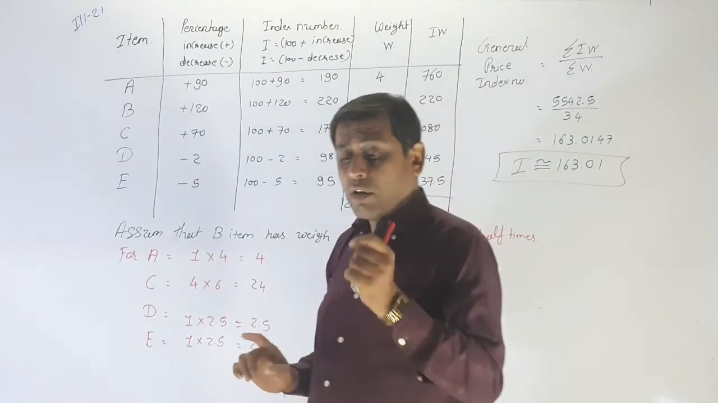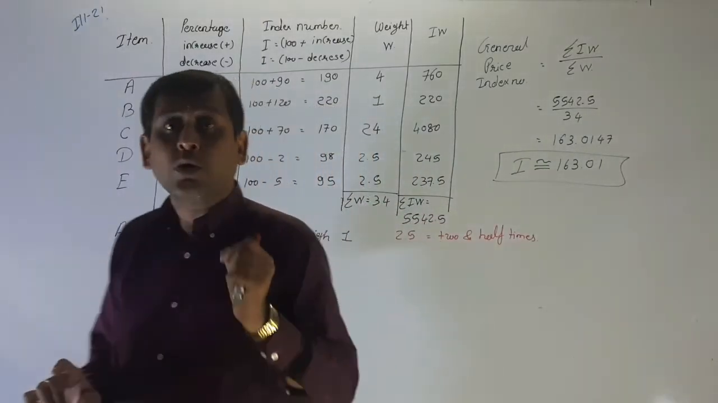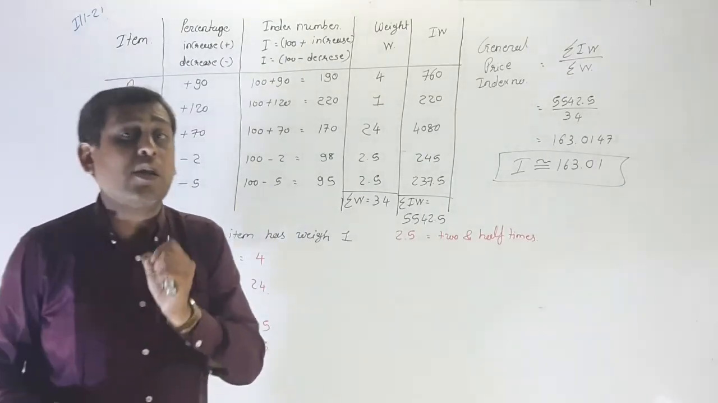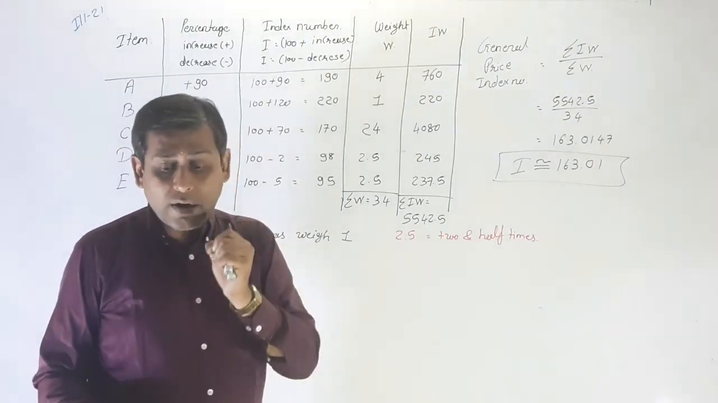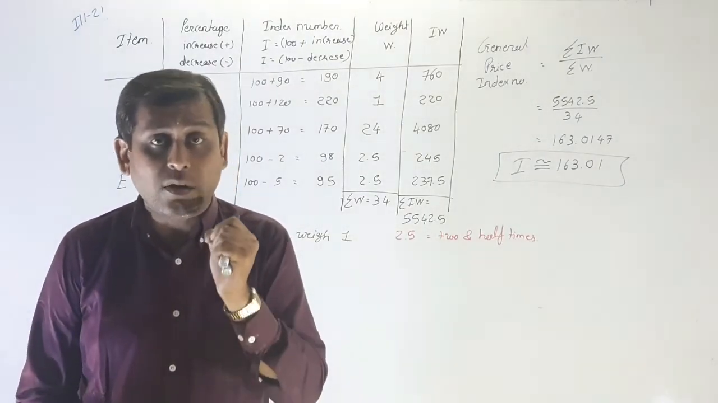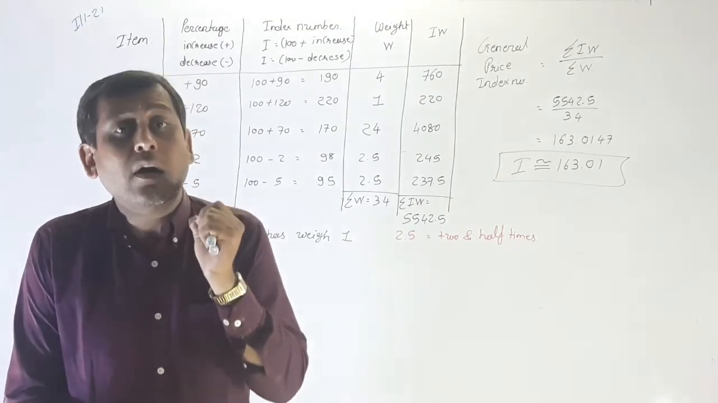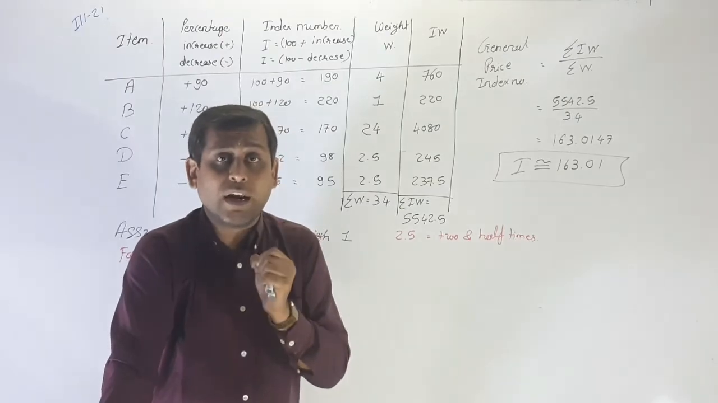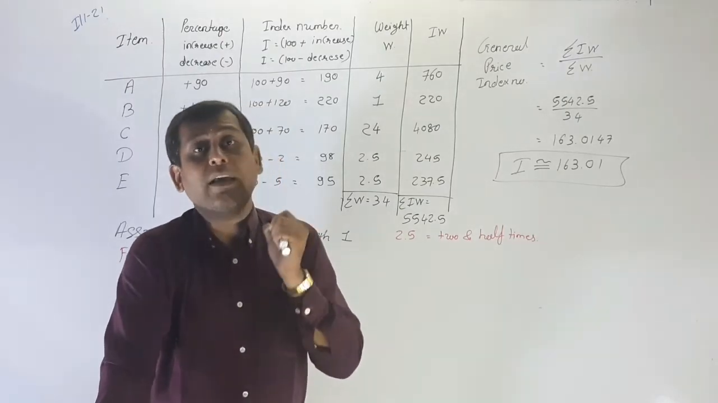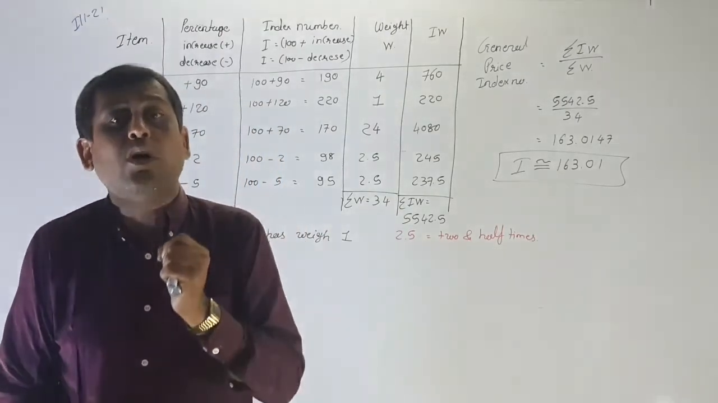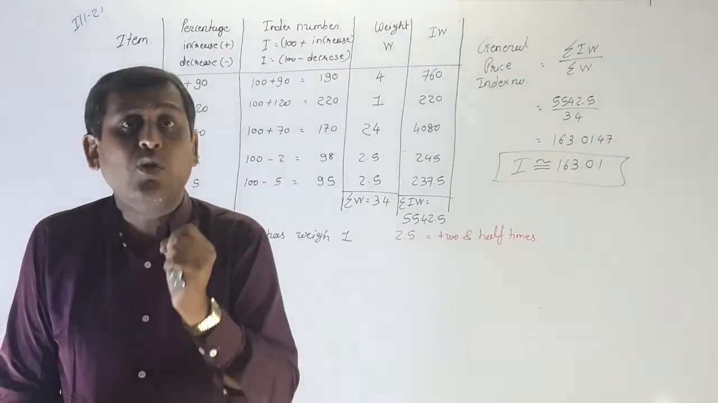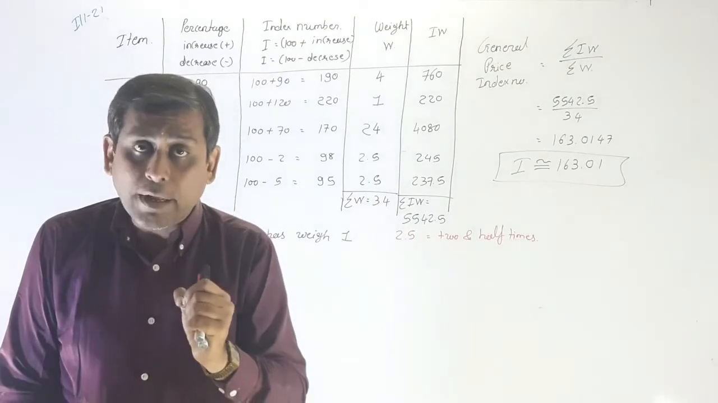Here again in example 22, the specification regarding which method we have to use is not given, but given the data we can show that the data is like the P0, Q0 and P1. So from that we can find out the IL, and by the given weight you can find out the cost of living index number by the weighted average method, or you can say the family budget method.